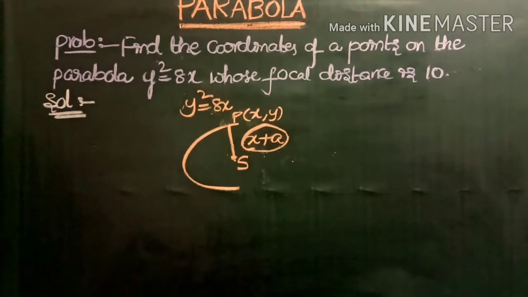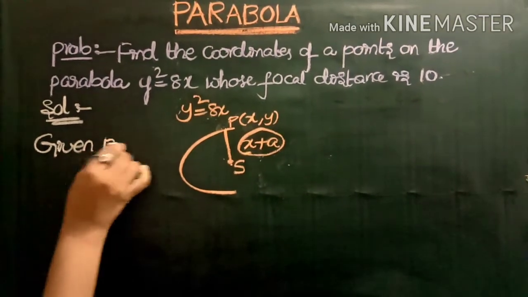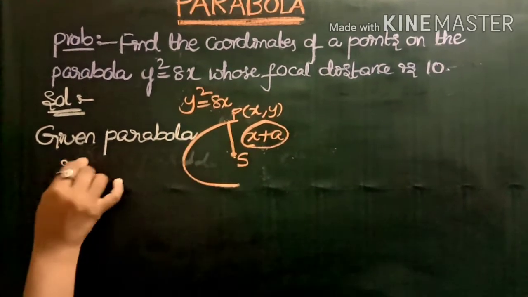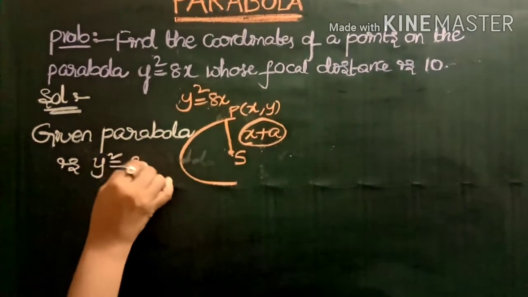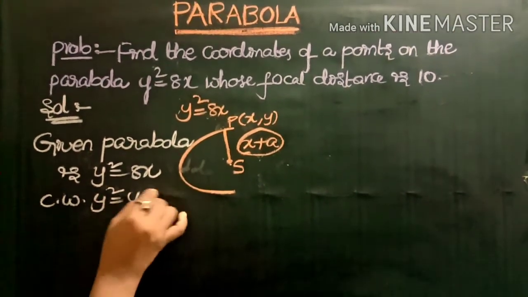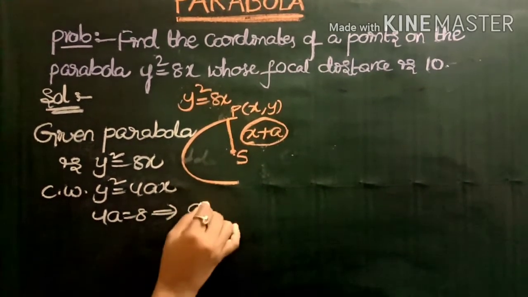So first we write the given parabola equation here. Given parabola is y square is equal to 8x. Now compare with y square is equal to 4ax. Then 4a is equal to 8 and the value of a is equal to 2.